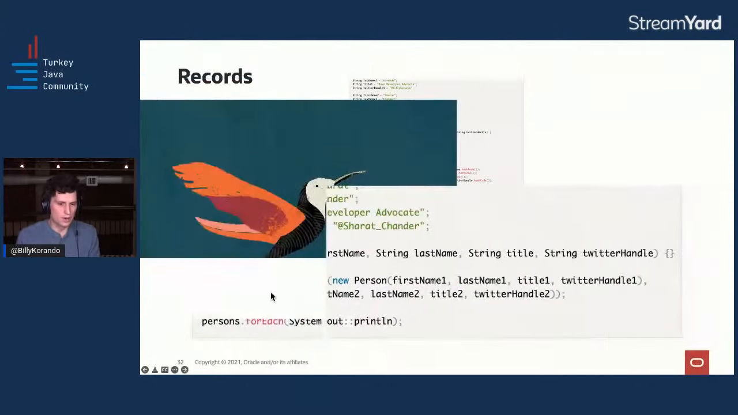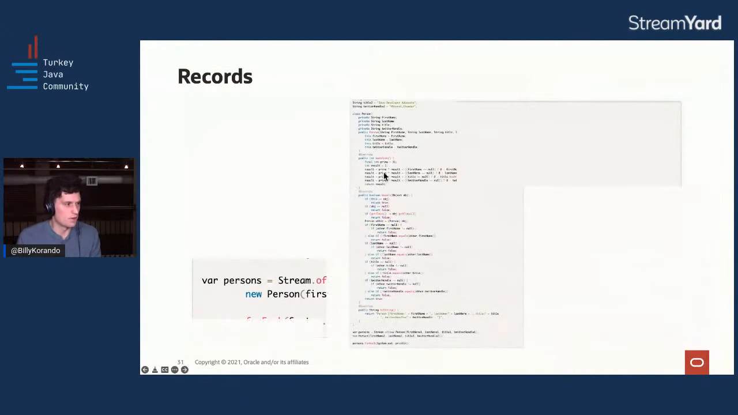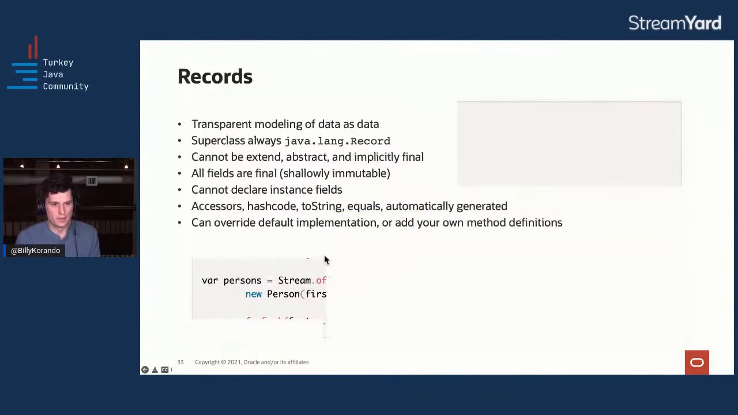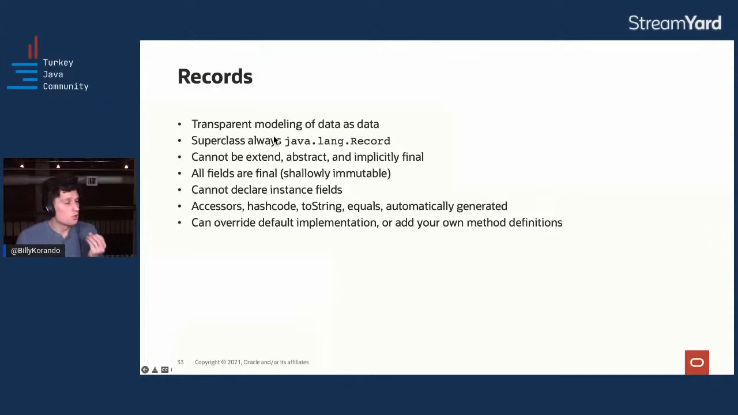So now we have records, where all of this, which I know is kind of hard to read, intentionally so, can now be defined within a single line, where we define the name of the record and the fields that are the components of this record, and then we can work with it immediately later in the code. But records are not just about reducing verbosity. The goal of records is to be a transparent modeling of data as data. With that, there are some specific constraints on records which limit what you can do with them, but it also allows the compiler and a lot of other features to build upon these constraints because they know what records could and couldn't be.